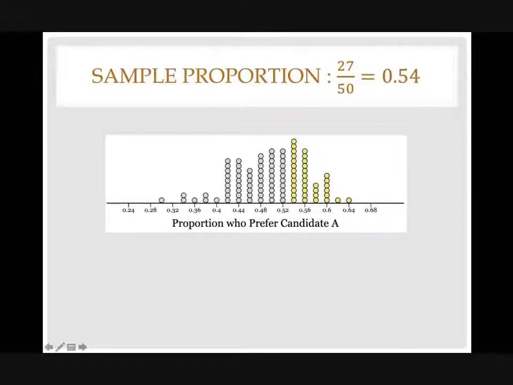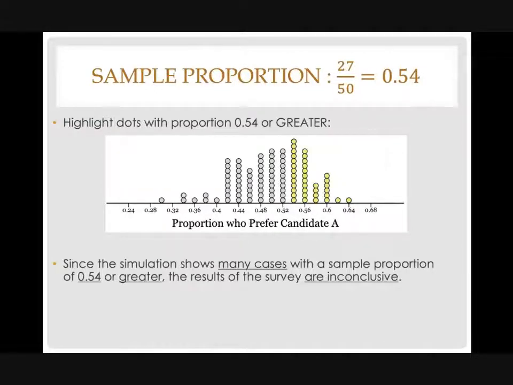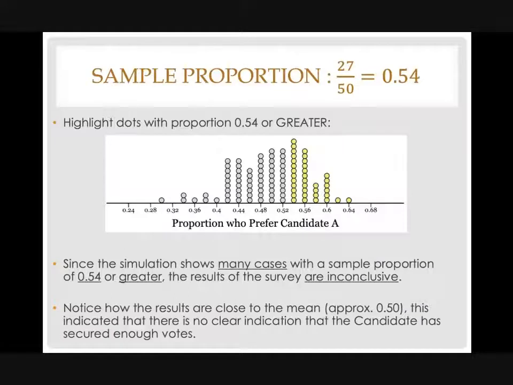So in this simulation, if you look at those that are 0.54, it's these that are highlighted in yellow. Now, if they had to base their future outcome, will their candidate A win the election or not? We can make the following conclusion. Since the simulation shows many cases with a sample proportion of 0.54 or greater, the results are inconclusive. Notice how the results are close to the mean, approximately 0.5.